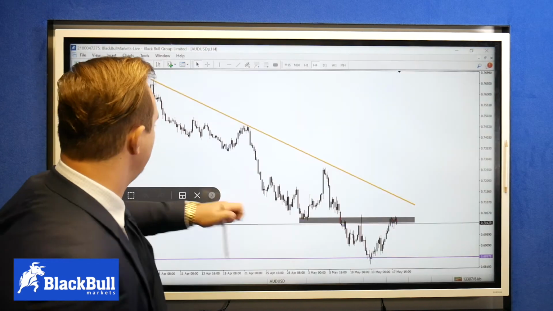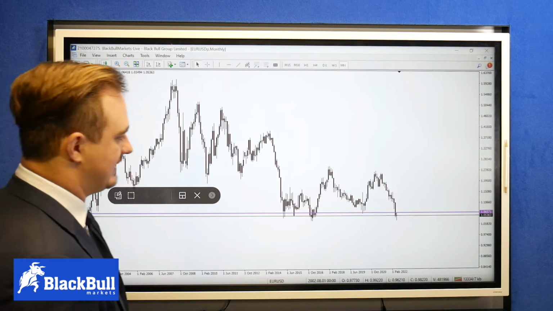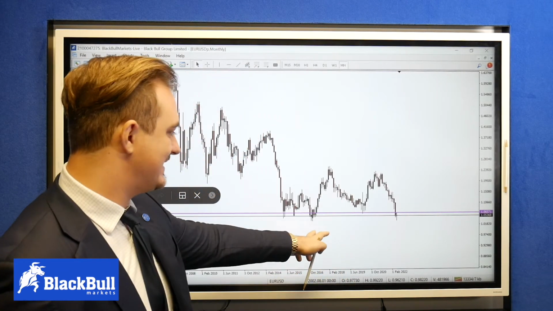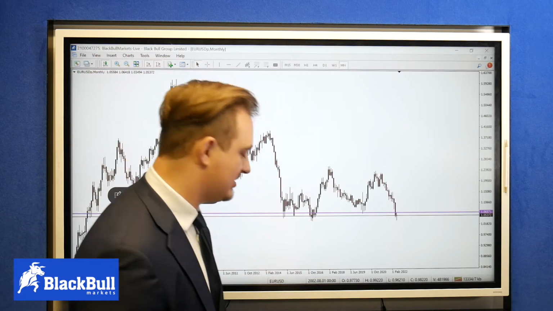All right, let's jump over to our next pair. The next pair I want to look at is GBP. Actually, let's go to Euro USD. Euro USD is now sitting on, if you have a look here, 2016 is the last time we saw this. So on our charts, we are matching exactly this 2016 low.